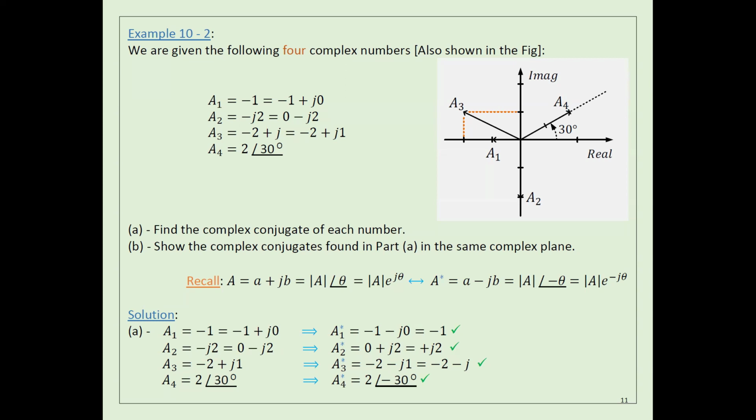Same thing here in polar form. You only need to change the angle. Don't change the number; you only need to change the angle. Is that okay?